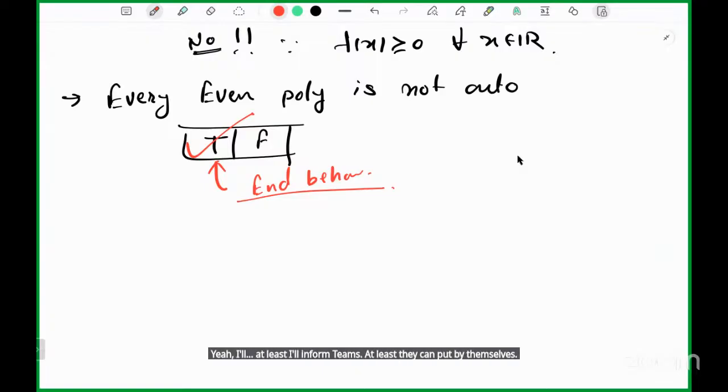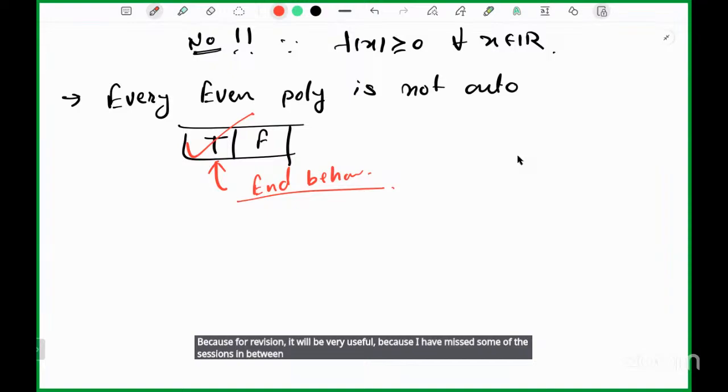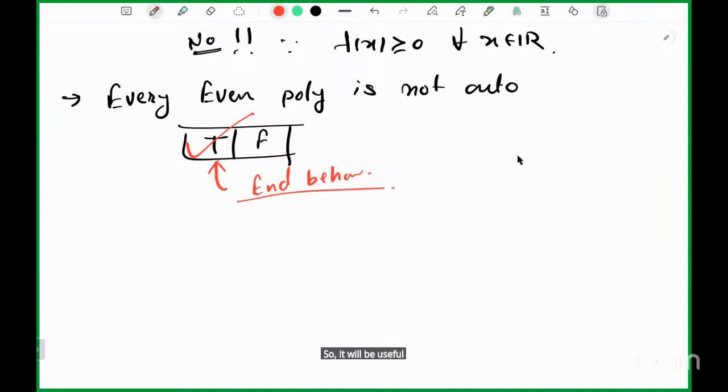I sent mail in the discussion forum also. There will be a mail ID for the TA sessions, right? I have sent mail to that also, but no response, ma'am. Yeah, I'll mention this tomorrow morning. Thank you, ma'am. For revision it will be very useful because I have missed some of the sessions due to network issues. It will be useful for studying for quiz one. Okay, I'll ask them to put the link there. Thank you.